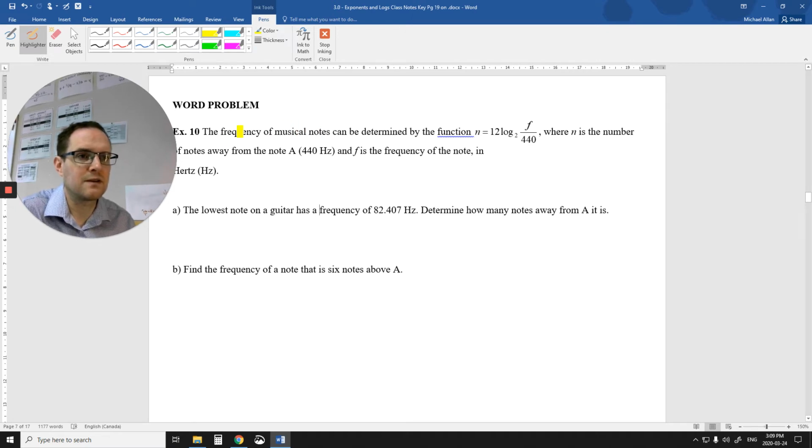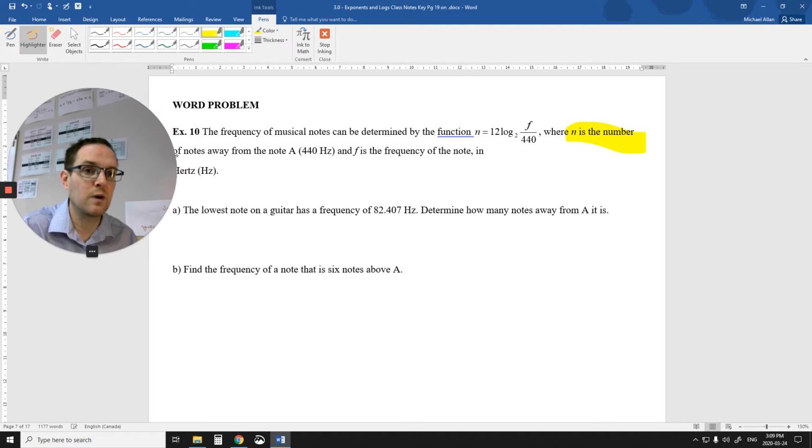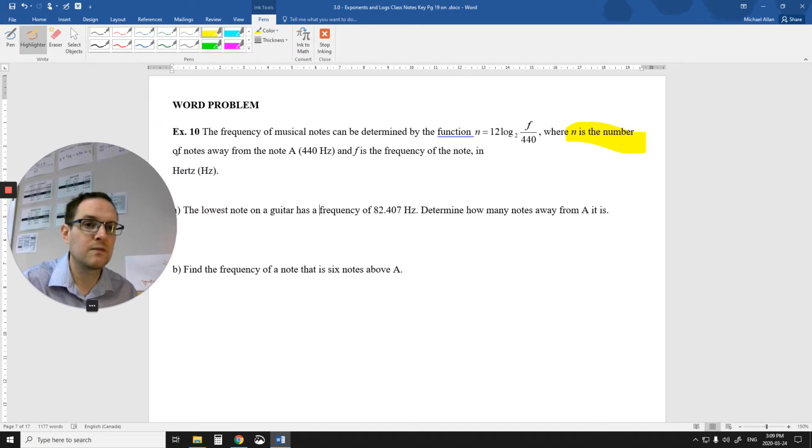You have this equation here that says the frequency of a musical note can be determined by this equation, where n is the number of notes away from the note A, and is equal to 12 times log base 2 of f over 440, where f is the frequency of the current note that we're looking at. It's also measured in hertz. That might be useful for later on.